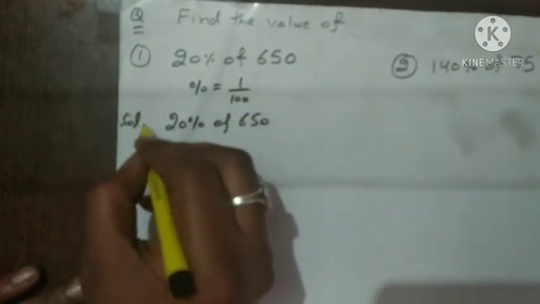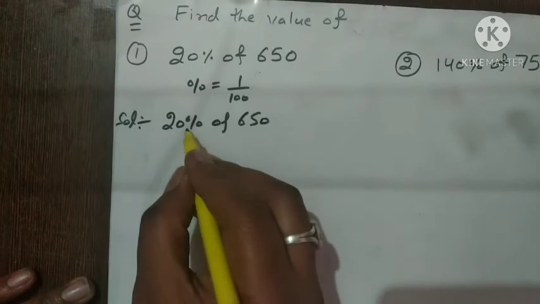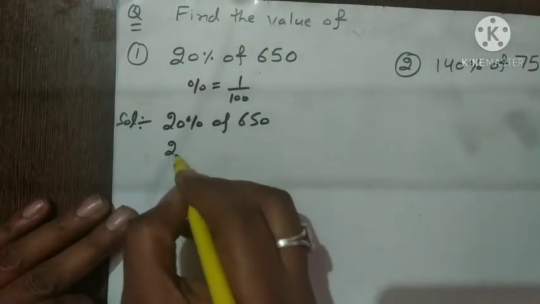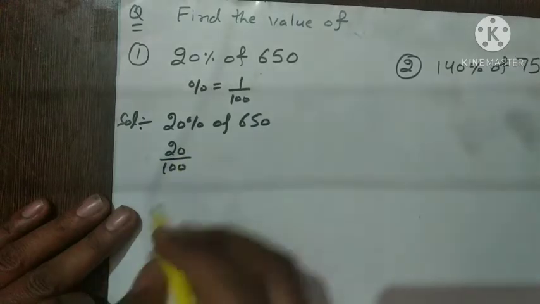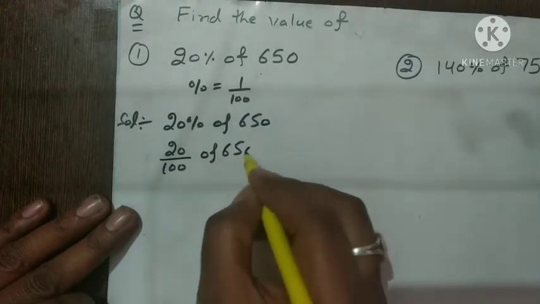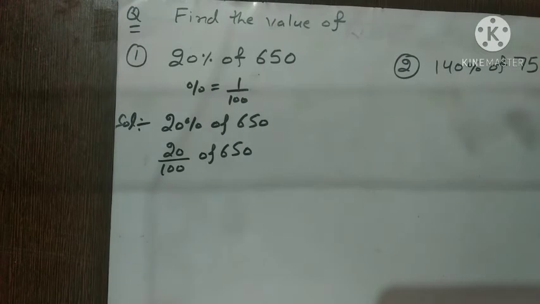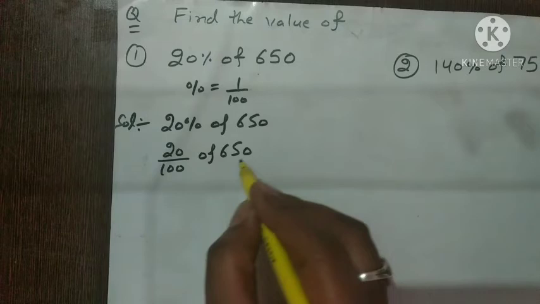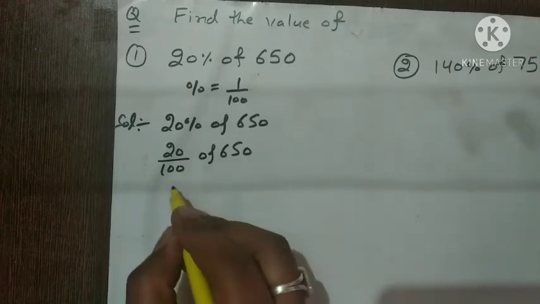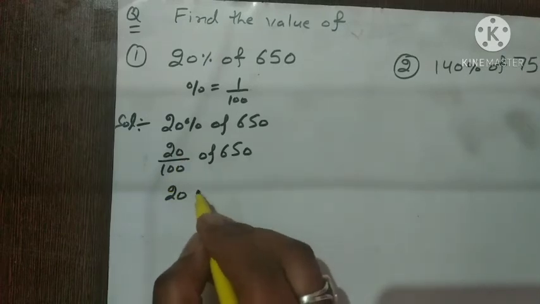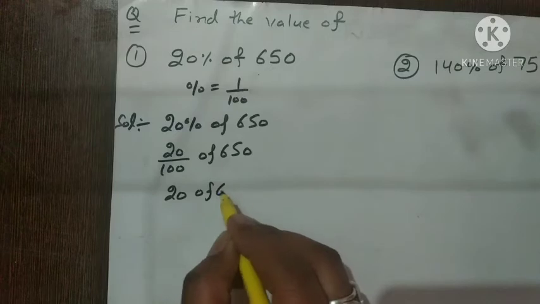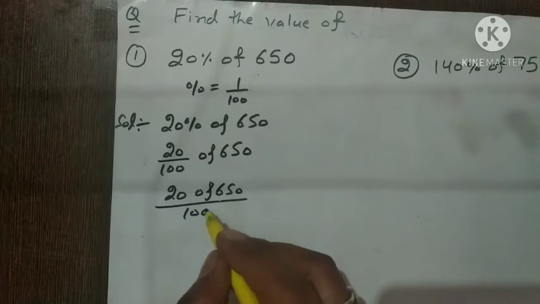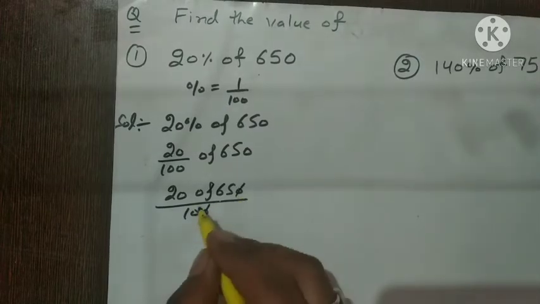Here I solve. The solution is there. Now, 20% of 650. What is the meaning of 20%? 20 over 100, of 650. Now you see, here you will cancel this 0 with this 0 and this 0 with this 0. So you can write it again as 20 of 650 by 100. Now I will cancel the extreme 0 here and this extreme 0 here.